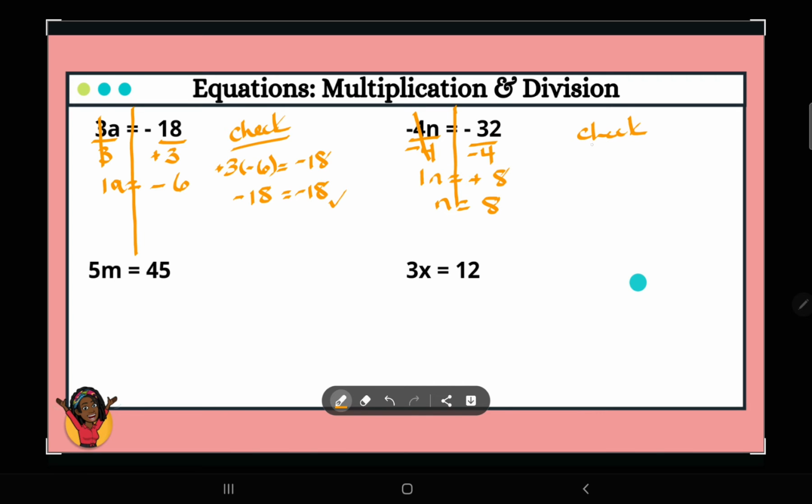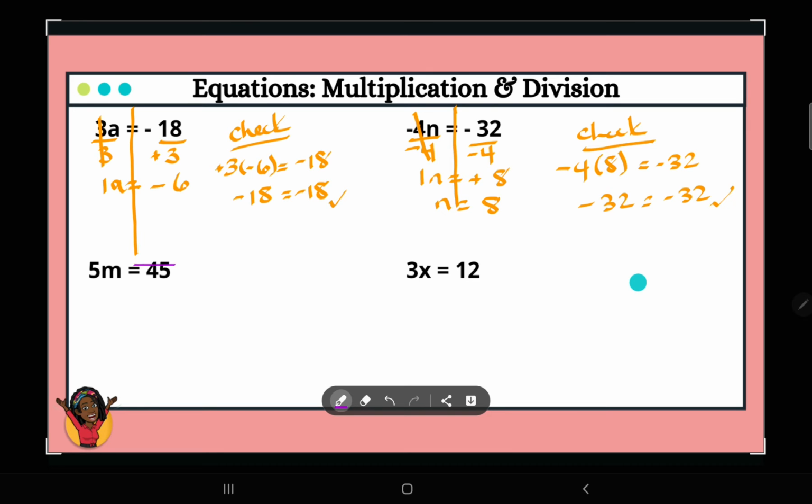Let's substitute it back in to do our check. So negative 4 times positive 8 should be equal to negative 32. Negative times a positive is negative. 4 times 8 is 32. Negative 32 is equal to negative 32. Therefore, this is balanced.